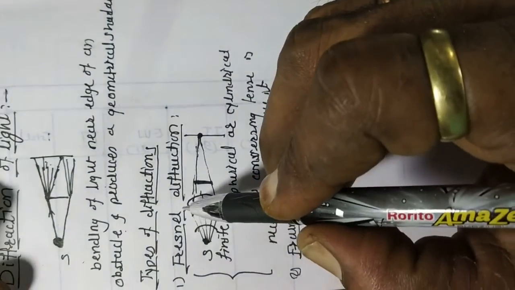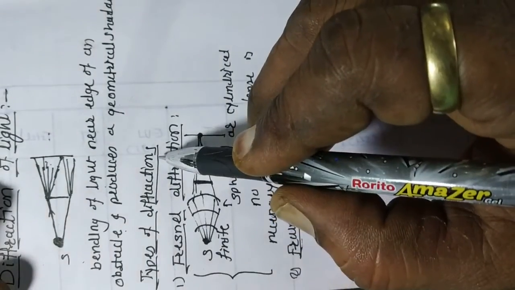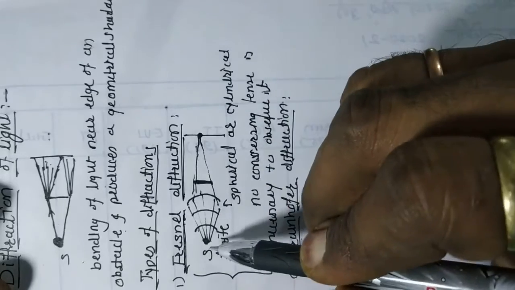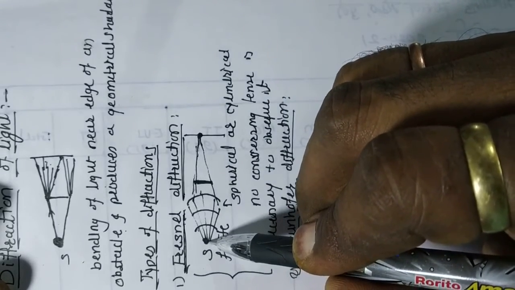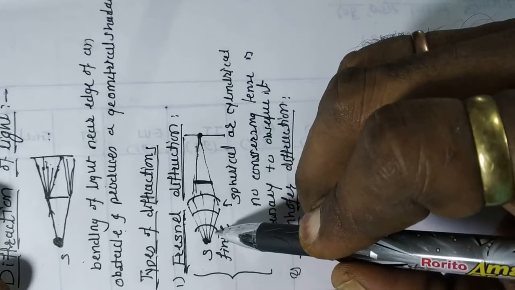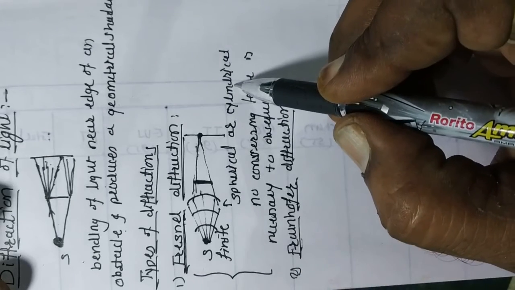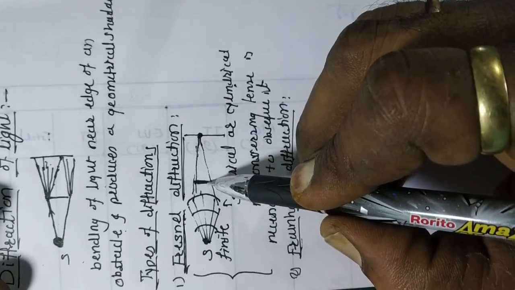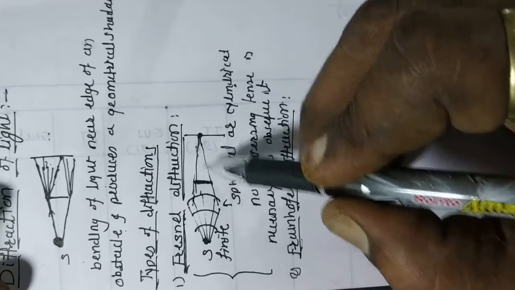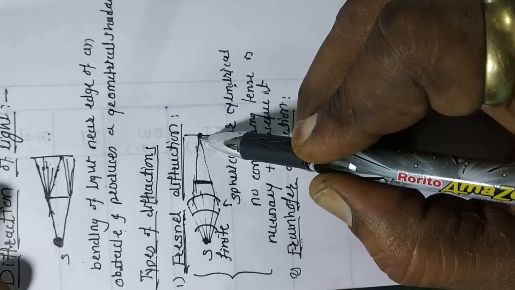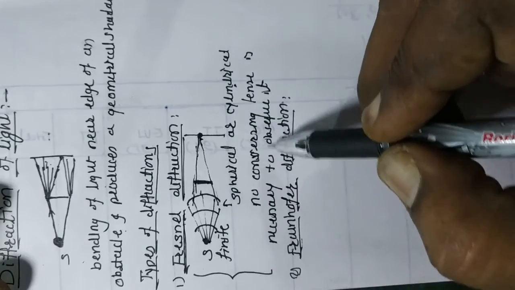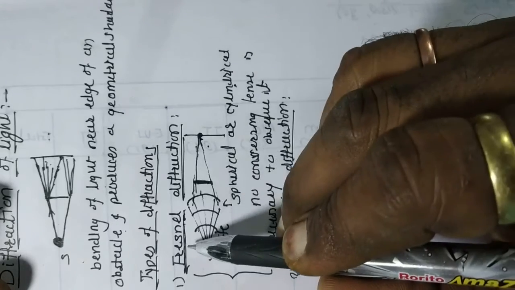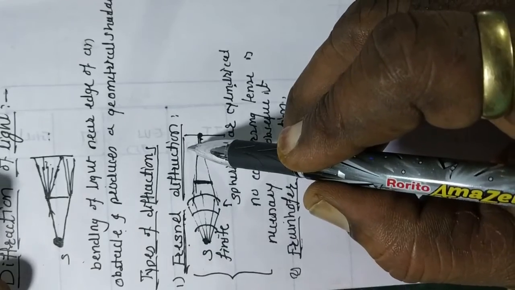See once more, types of diffraction. Fresnel diffraction: if the source of light is at finite distance, then the incident wavefront is either spherical or cylindrical, and hence after diffraction light converges at a point on the screen, and hence no converging lens is necessary to observe it. Such a diffraction is called Fresnel diffraction.